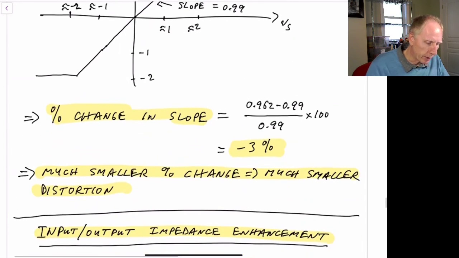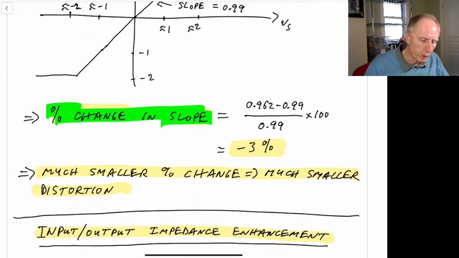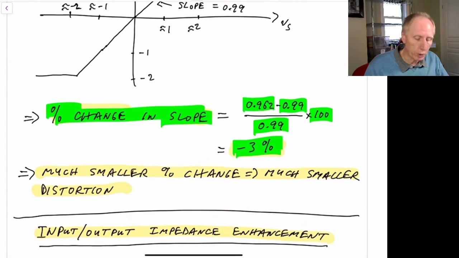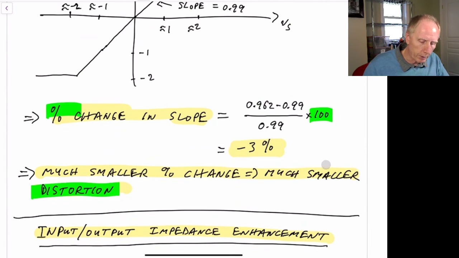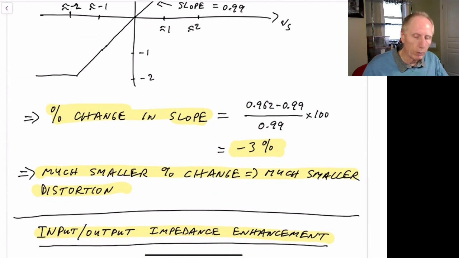So our percentage change in slope for this closed loop gain, the closed loop gain change, is 0.962 minus 0.99 divided by 0.99 times 100. So we only have a minus 3% instead of a minus 75% change in gain. So we get a much smaller percentage change, which results in a much smaller distortion. Of course, this has happened at the expense of lower gain. Our gain now is approximately 1 rather than being a gain of 100.